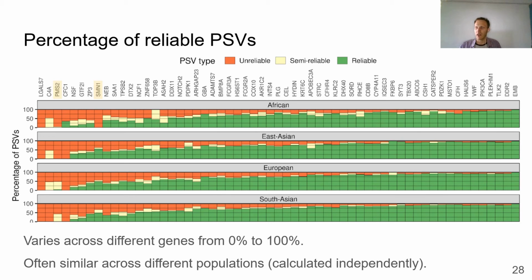For example, read mapping can be incorrect because there are unreliable PSVs next to a read. And an additional point is that if you look at different populations, you can see that the percentage of reliable PSVs is often very similar across different populations.